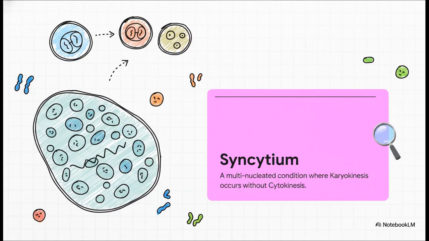What happens if a cell finishes step 1, but completely fails to do step 2? If a cell successfully divides its nucleus in karyokinesis, but fails to divide its body in cytokinesis, you end up with a condition called a syncytium. It's a single, giant cell, absolutely packed with multiple nuclei. It's this fascinating biological glitch that really reminds us why this strict, two-step ordered process is so incredibly vital.